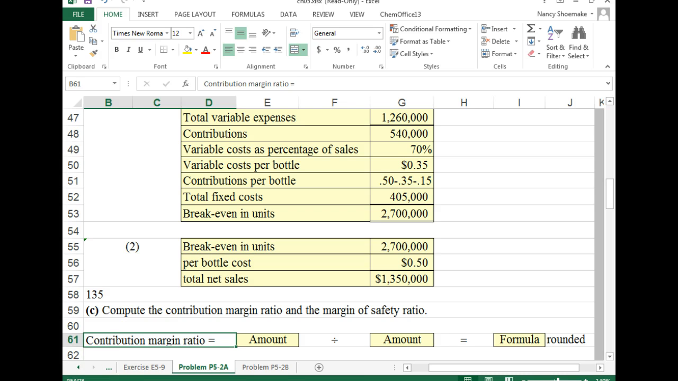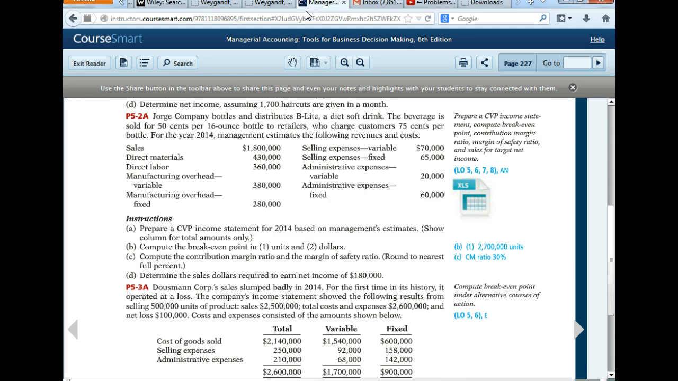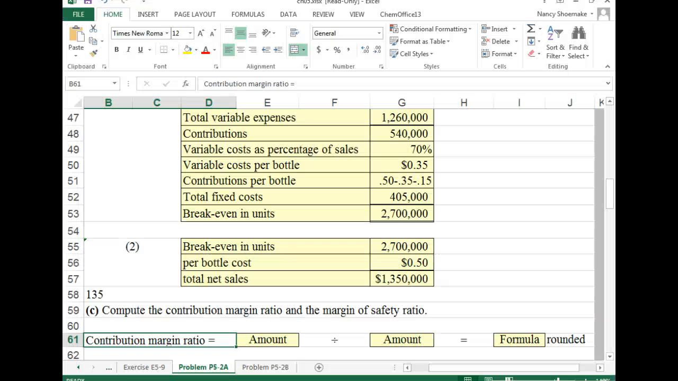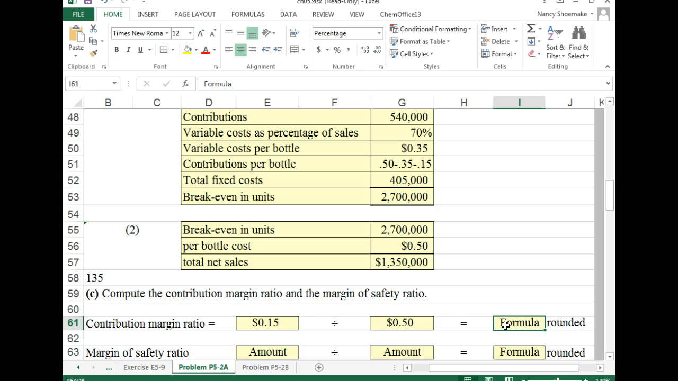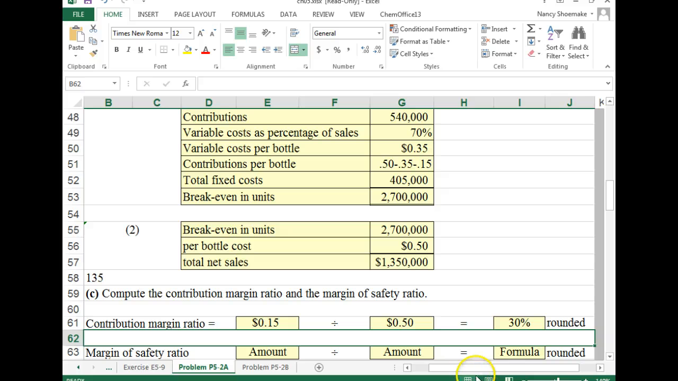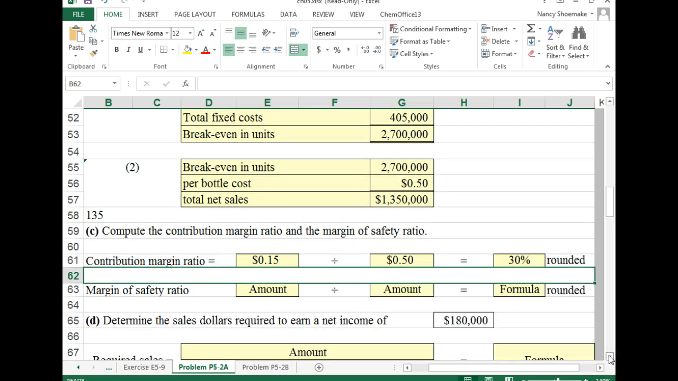Now for C, it tells us to compute the contribution margin ratio and the margin of safety ratio. So what is that margin of safety? That's between what we expect our net income to be versus the break even is our margin of safety. So our contribution margin ratio, how are we going to determine that? It's going to be 50 cents minus 35 cents, or 15 cents, divide that by the cost of 50 cents, is our contribution margin of 30%, right? So we're taking the cost of 50 cents minus all of our variable cost of 35, coming up with our contribution divided by 50 cents gives us 30%.